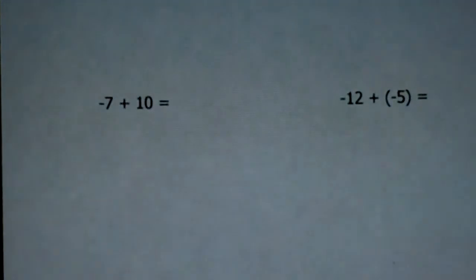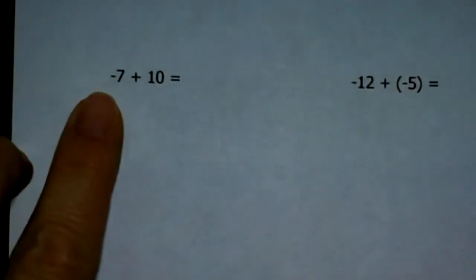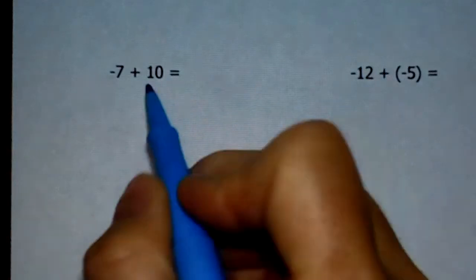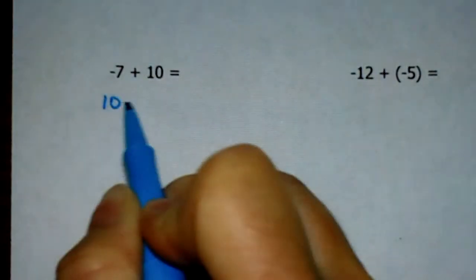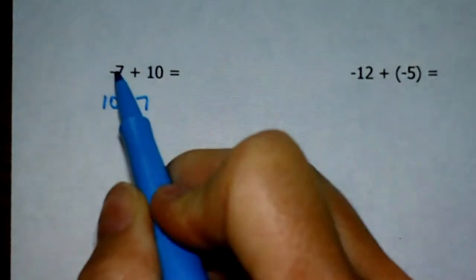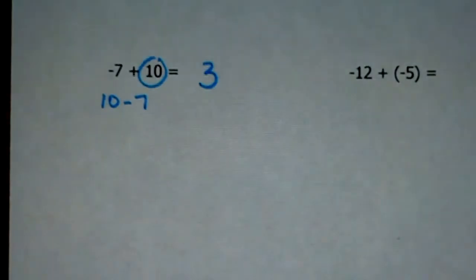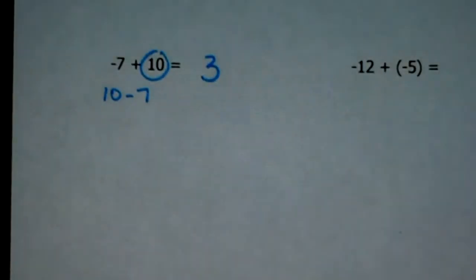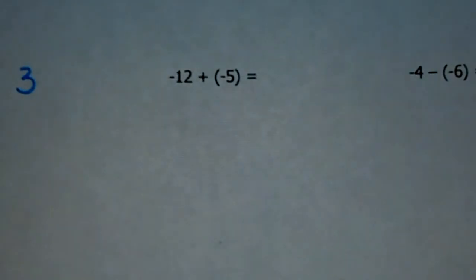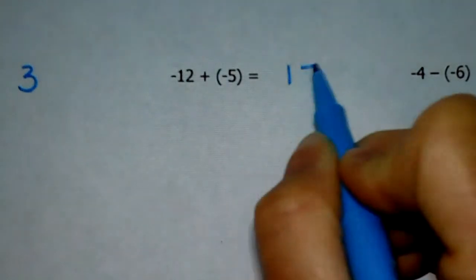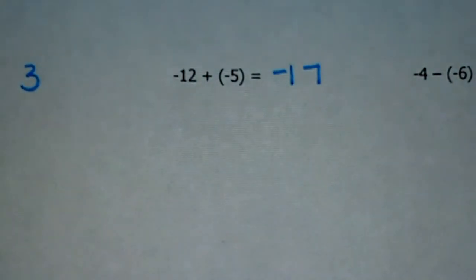So just to kind of review that, when you see a problem like negative 7 plus 10, you learned that when you have one of each sign and you're adding, you actually subtract the digits. So what you would actually do is take the higher value minus the lower value, right? 10 minus 7, and that's 3, and you take the sign of the higher digit. You learned that when you are adding 2 negative digits, all you did was add the digits, so 12 plus 5 is 17, and you kept the sign.